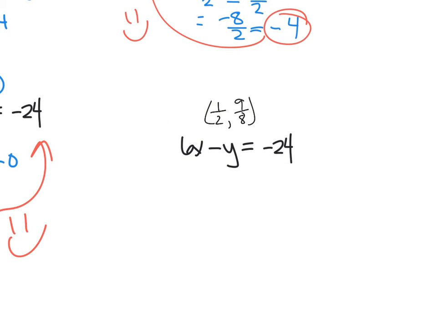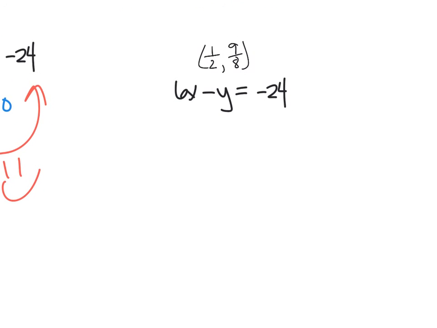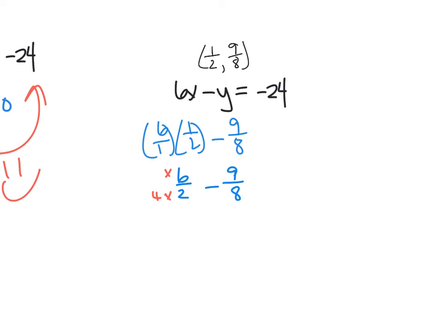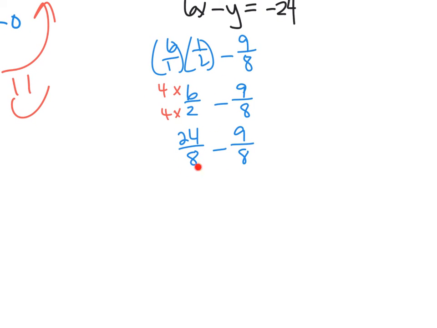And see, it's got to work for both lines. So we're going to do, let's see, this becomes 6 over 1 times 1/2 minus 9/8. And so now we're going to multiply. So this becomes 6 over 2 minus 9 over 8. So we're going to multiply both the numerator and the denominator by 4 so that we get a common denominator. So that gives us 24 over 8 minus 9 over 8. And when we subtract 24 minus 9, you end up with 15 over 8.